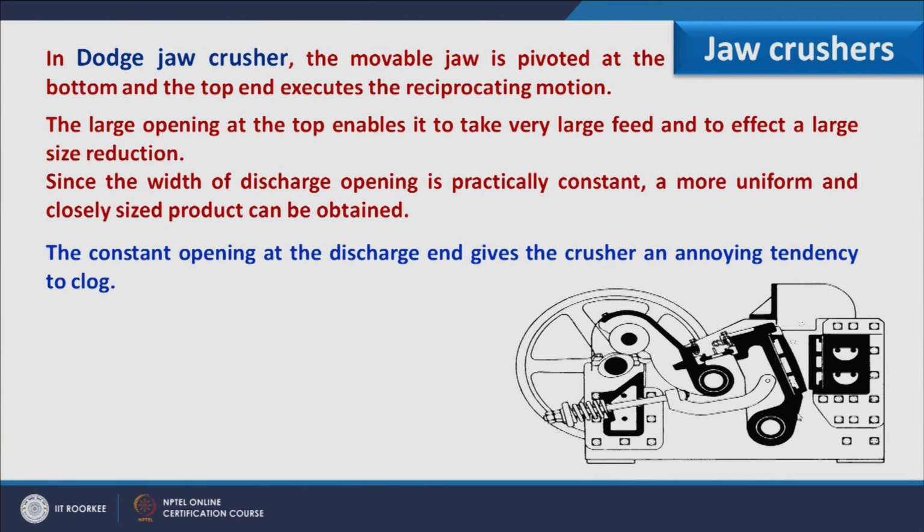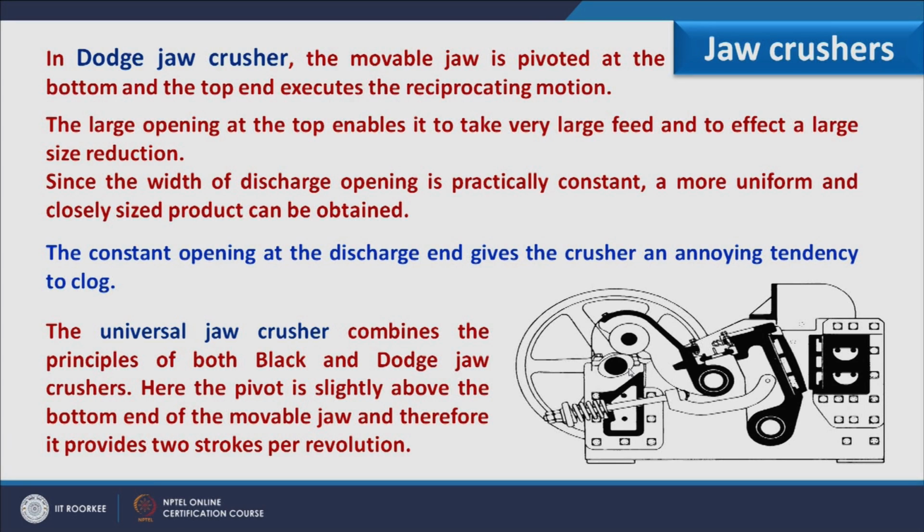The constant opening at the discharge end gives the crusher an annoying tendency to clog. So, here there is one problem with this crusher, that due to pivoting this section is fixed. So, it sometimes has the annoying tendency when material is clogged over here.